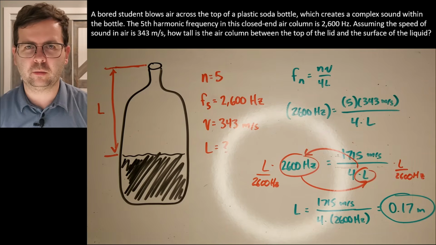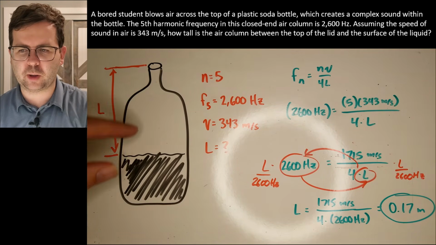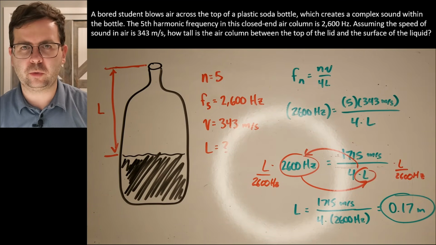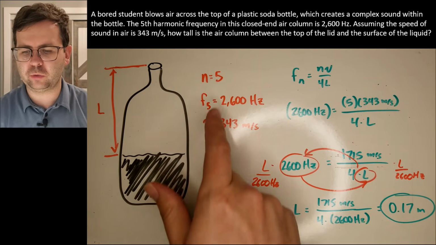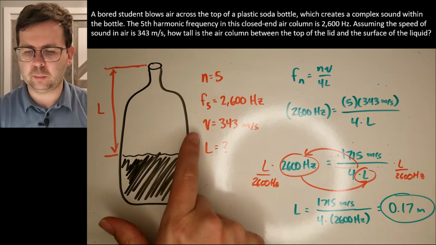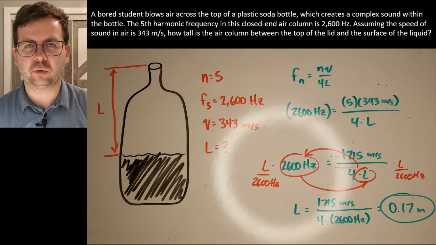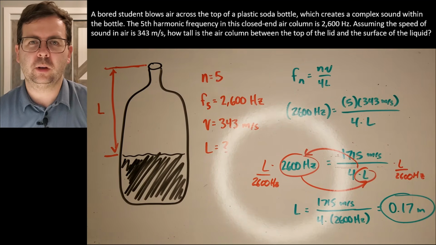That makes sense for a soda bottle. It's not too big of a gap between the top and the liquid. So that's how we deal with these kinds of problems. There are, of course, other ways that you'll need to work this out, maybe solving for the frequency or the speed, but this gives you the general idea for how to use this closed end pipe.